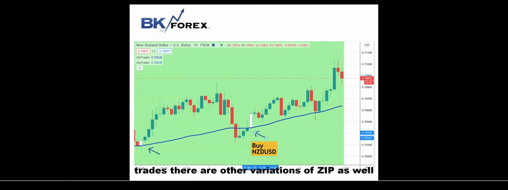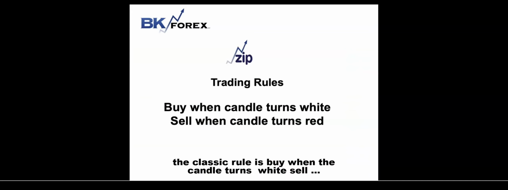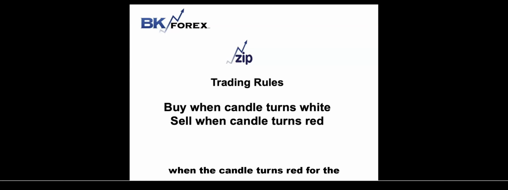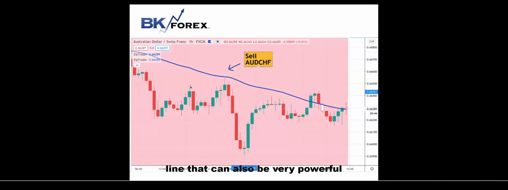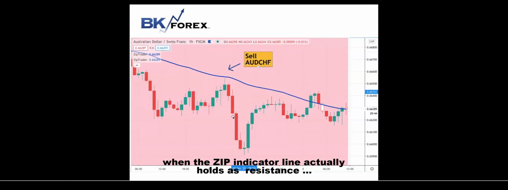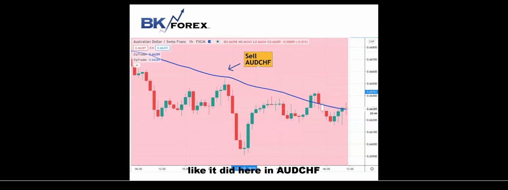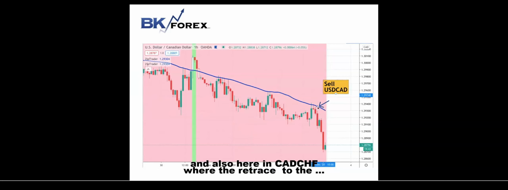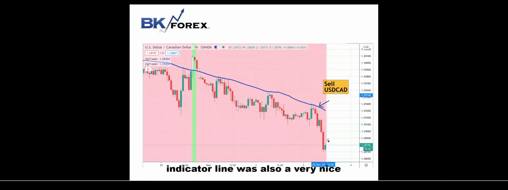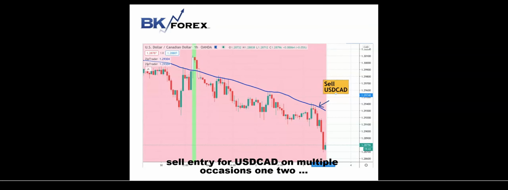There are other variations of zip as well. The classic rule is buy when the candle turns white, sell when the candle turns red. But the first variation is we trade the retrace to the zip indicator line. That can also be very powerful when the zip indicator line actually holds as resistance like it did here in Aussie Swiss, and also here in CAD Swiss, where the retrace to the indicator line was also a very nice sell entry for dollar CAD on multiple occasions, 1, 2, 3 in the dollar CAD chart.